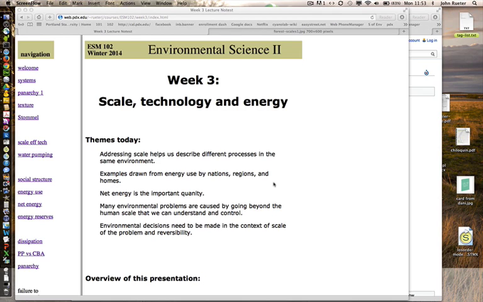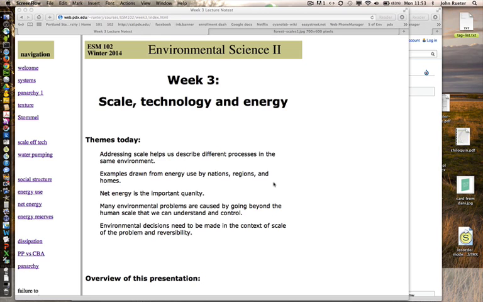One of the key points of this lecture is that net energy is the important quantity, and that's what's left over after all the losses in processing and transmission. And then we want to focus on an effective scale, where environmental problems may sometimes be caused by going beyond the human scale. So if we focus on scale, we can understand some of the causes as well.